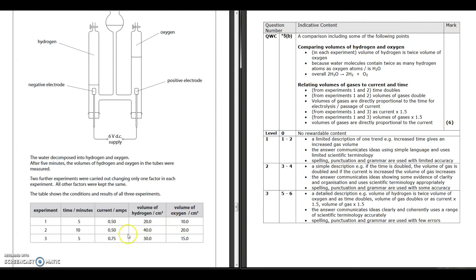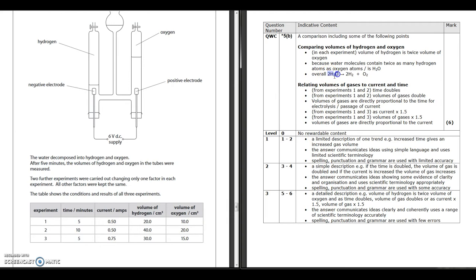If we're looking at current, if we look at the same amount of time in 1 and 3, the current has gone up by 0.25. And look how much the hydrogen's gone up by. It's gone up by half. Another mathematical link there. And then another one just for good measure. Look at this. 20 and 10, 40 and 20, 30 and 15. What have they got all in common? It's twice as much hydrogen as oxygen, which should make sense.